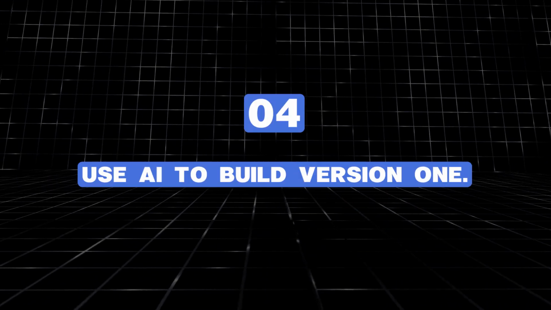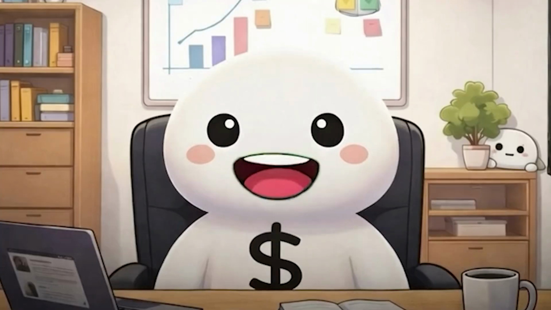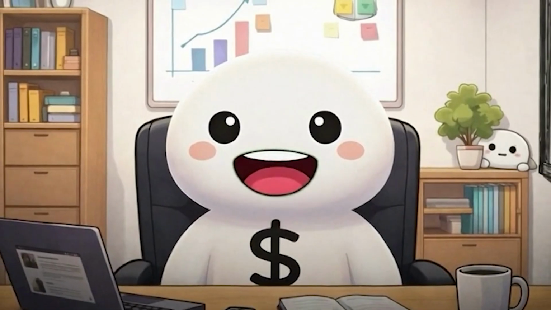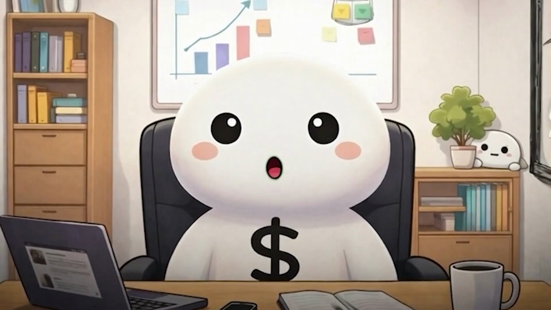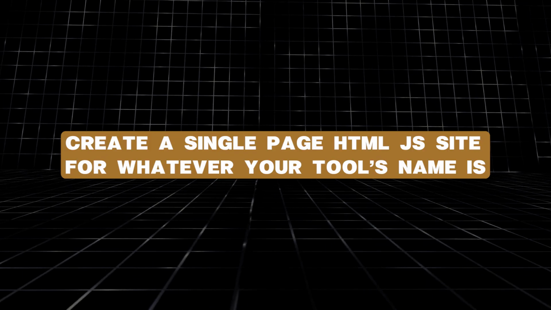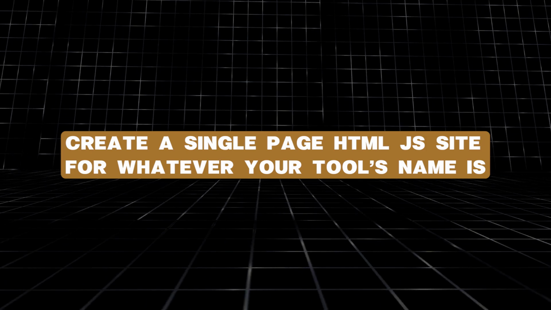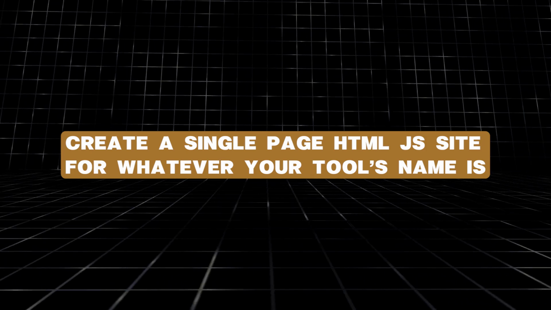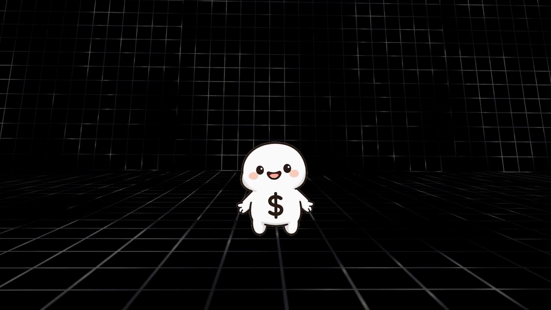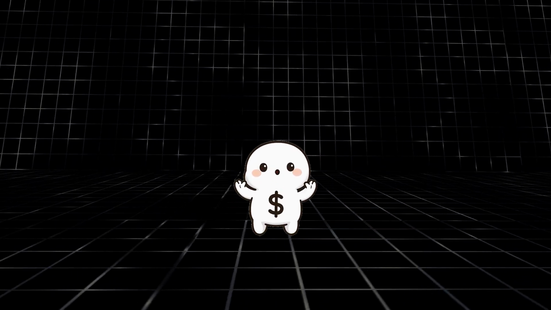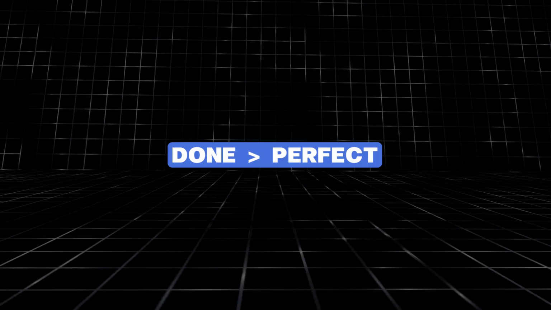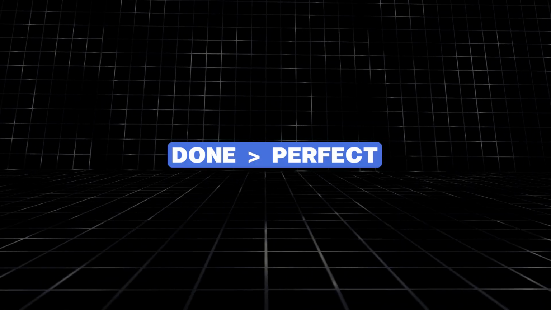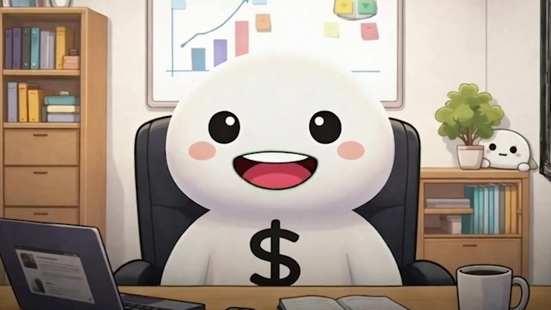4. Use AI to build version 1. Go into an AI dev tool like Replit. Prompt it clearly with something like create a single-page HTML JS site for whatever your tool's name is. It should do X, Y, and Z, and let it generate, refine, fix, and polish. Version 1 doesn't need to be perfect. It needs to be live, so don't sit on it.